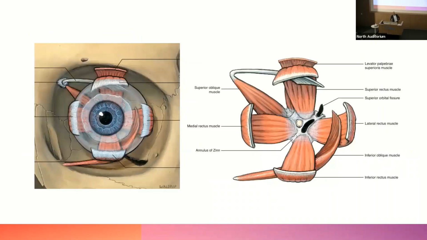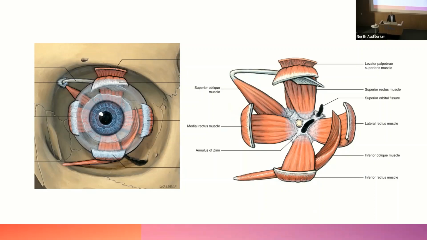Okay, how does the eye move? Who can remember which cranial nerves supply eye movement? Here's a test. Just name one. 6. Yeah, so 6, 3, 4. That's it, it's those 3. 3, 4, and 6. 5 is sensation, 7 is face, not eye, okay?